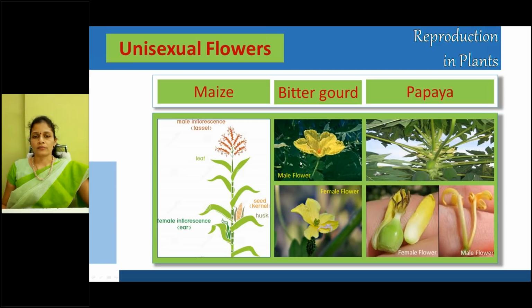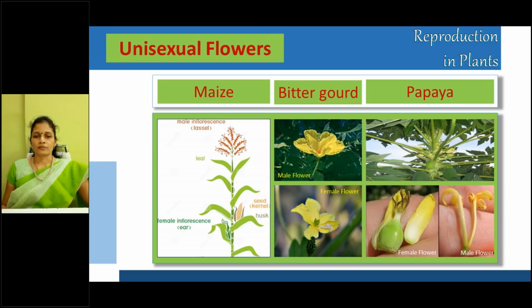Let us see the bitter gourd. See, this is the male flower, which has only stamen, and this is the female flower, which has only pistil. And now let us see these papaya flowers. Here you see, this is the stamen, the male part, and the pistil is the female part.